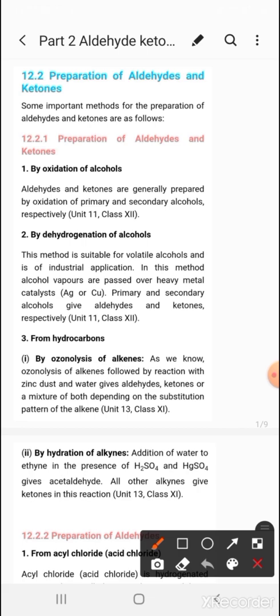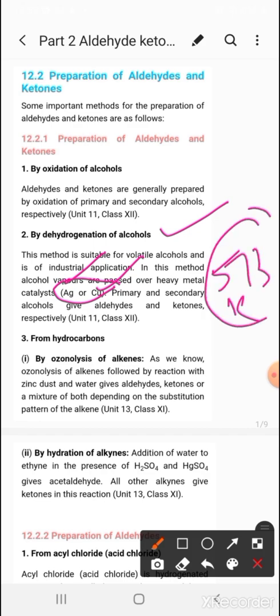The second is dehydrogenation of alcohol, which we have again studied earlier in the previous videos of chapter 11, that is alcohols, phenols and ethers. Again we can use metals like silver and copper, and the condition is 573 Kelvin temperature. So we can use primary or secondary alcohols but not tertiary.